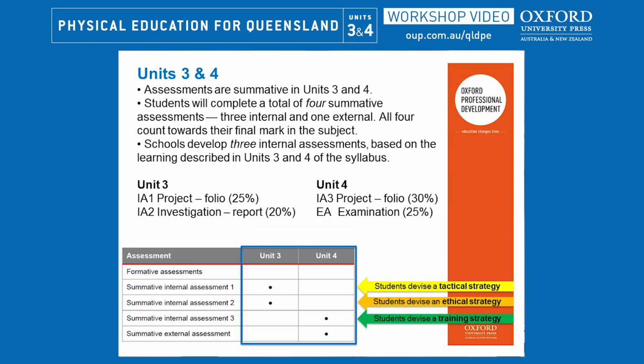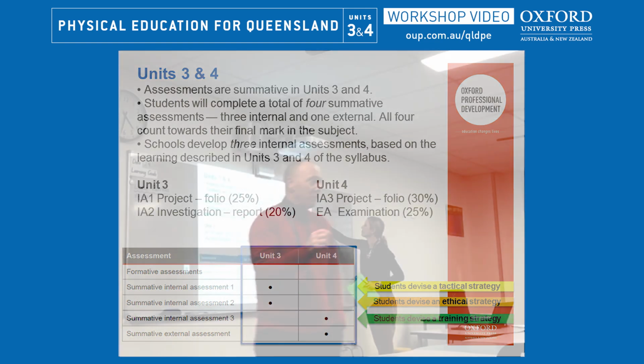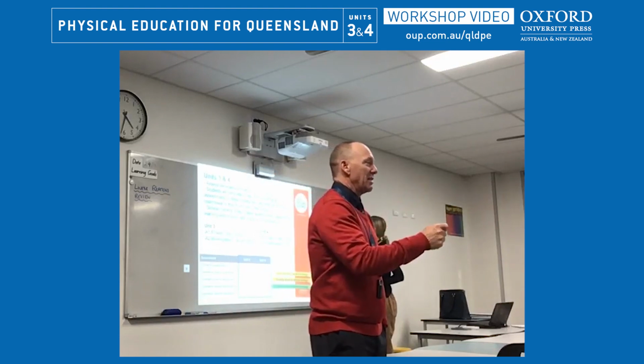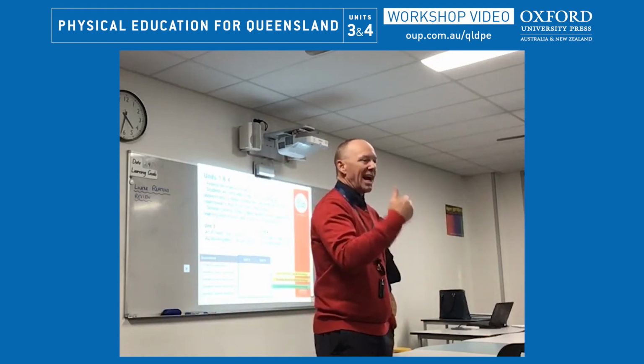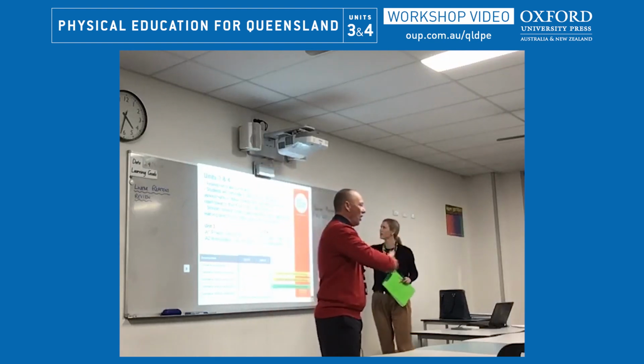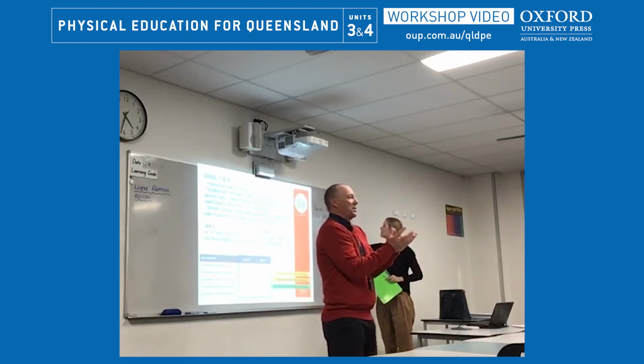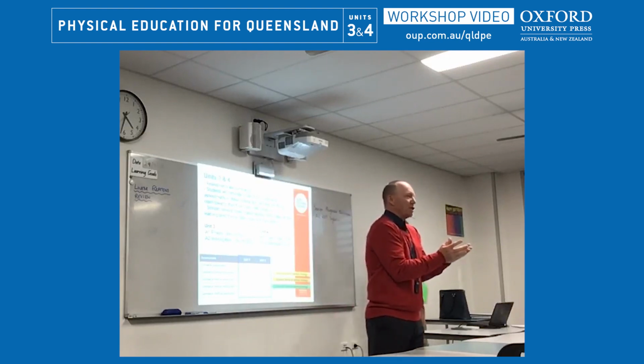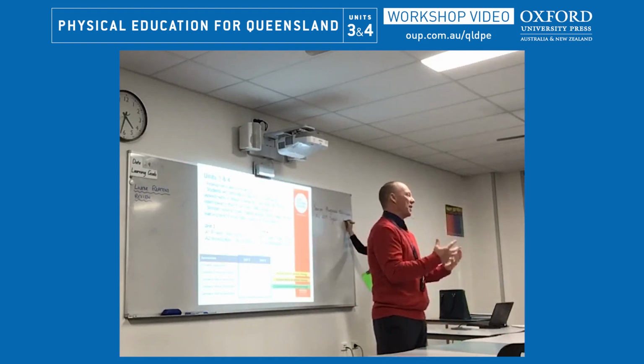Righto. The assessments for Year 12. There we go. There's 4 in Year 12. And if we click on these, you will see a pattern. In the first one, students devise a tactical strategy. They devise an ethical strategy. They devise a training strategy. QCAA, the writing team, were very smart. Every assessment task for the internal assessment is devising a strategy. Tactical, ethical and training strategy. So all of the assessment tasks follow a similar format. The 2 multimodals can follow a similar structure.